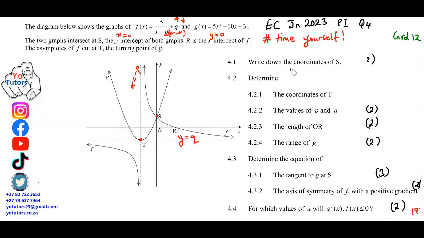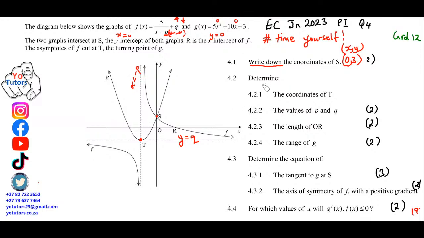Now, the first question here is saying, write down the coordinates of S. When they say write down, there is no need for calculations there. No calculations needed. And you can also see that it's 2 marks. But where do we get the S? S here is the y-intercept, and at the y-intercept x is equal to 0. So we're going to use the g of x here to get our S. It's a coordinate, so remember to put both x and y. We know that it's a y-intercept, so our x is going to be 0, but our y is going to be 3. Because if we put 0 there and 0 there, we're left with 3 only.